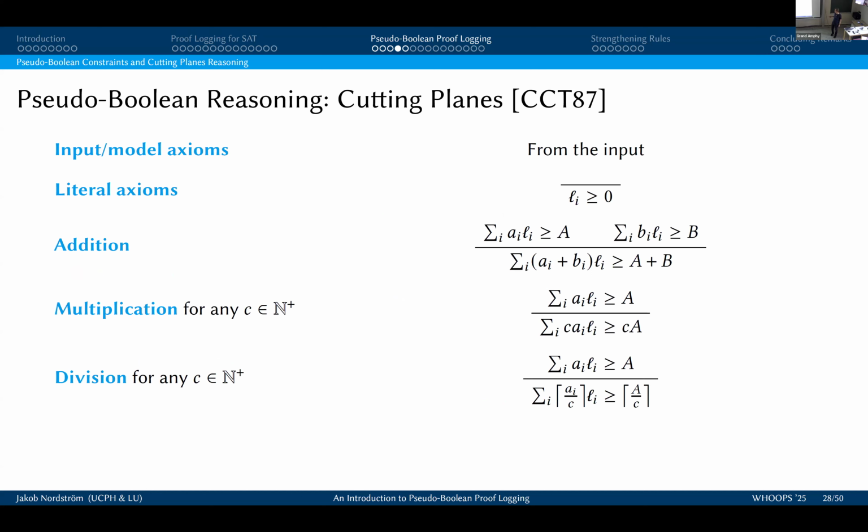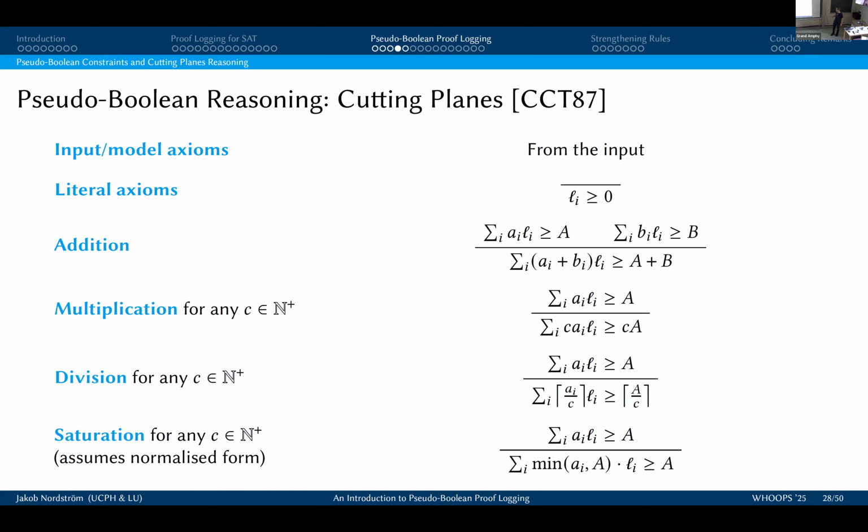It's exactly the same. If this is a true inequality, then I can just divide by a positive integer and round up. This is basically all that we need, but for completeness, there's also a so-called saturation rule, which, if you're from an operations research background, you would call coefficient tightening. It says that if I have normalized form, a positive linear combination, then I can trim these coefficients down so that nothing is larger than the right-hand side, the degree of the constraint.